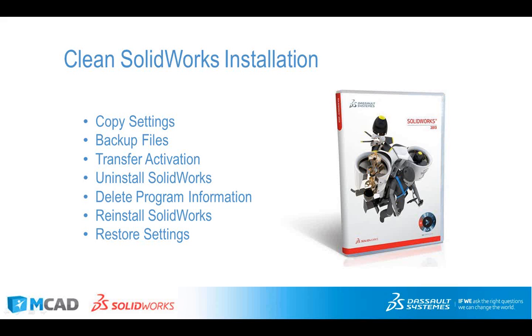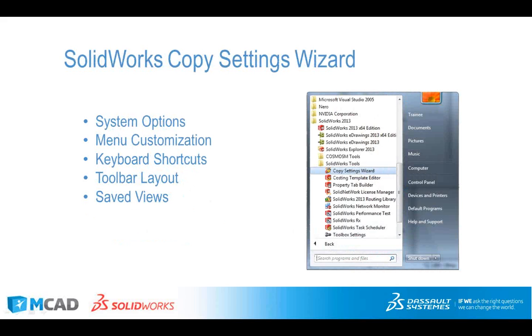So the steps for doing this, once we've gone through that checklist and you decide you're ready to go, are: you want to copy your settings. You want to back up your files. Then transfer the activation. Then you're going to uninstall and get rid of all the extra folders. Then you start reinstalling and then restore those settings.